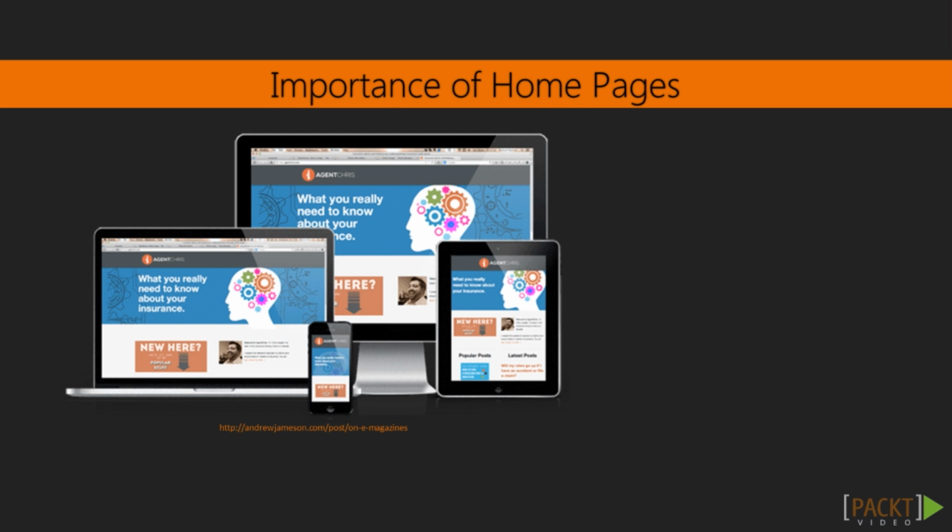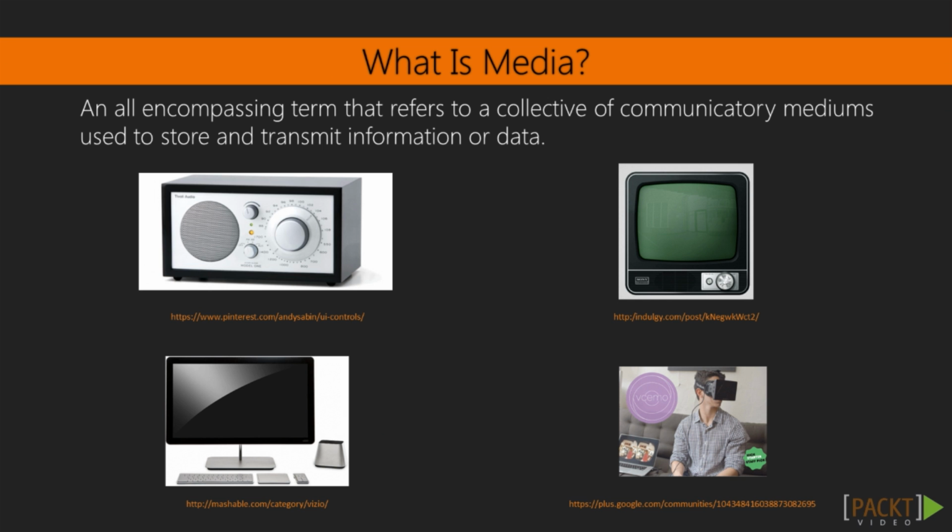Homepages are essential to a website, and they consist of content that can be images, GIFs, video, copy, social media. For implementing the design process, we need to have a knowledge of media and how and why and when to use it. We start with, what is media? Media is an all-encompassing term that refers to collective communicative mediums used to store and transmit information or data. Media is usually intended to inform or influence an audience.